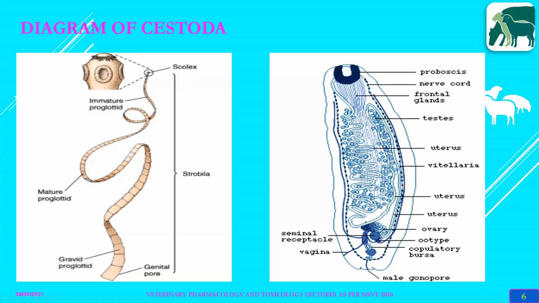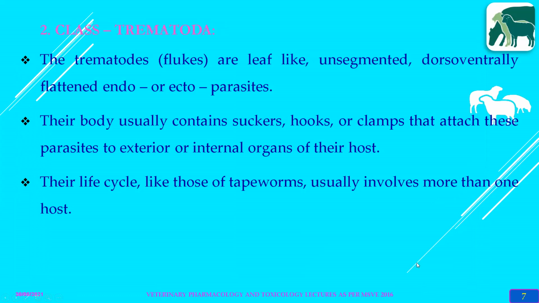Coming to the flukes, they have the testes, then the uterus. That's why they are called hermaphrodites, and many more parts are there. The uterus is an elongated organ, and they also have the ovaries, then the seminal receptacle, then the vagina, the copulatory bursa and the male gonopore. So this is the structure. The class Trematoda means flukes.